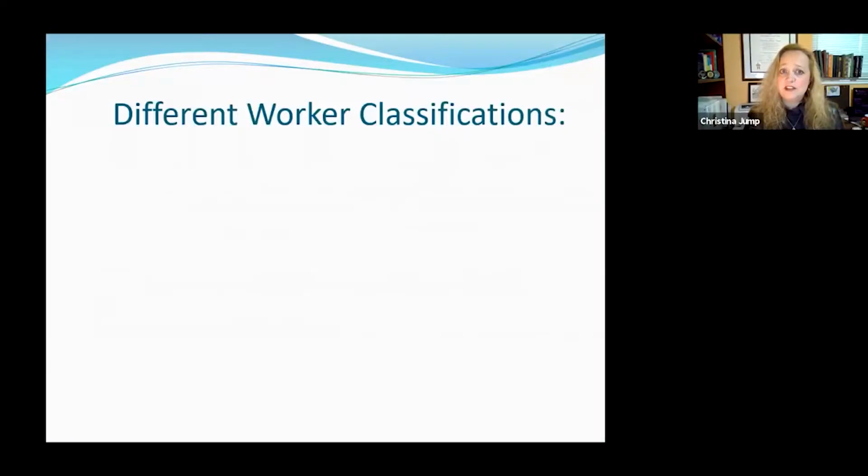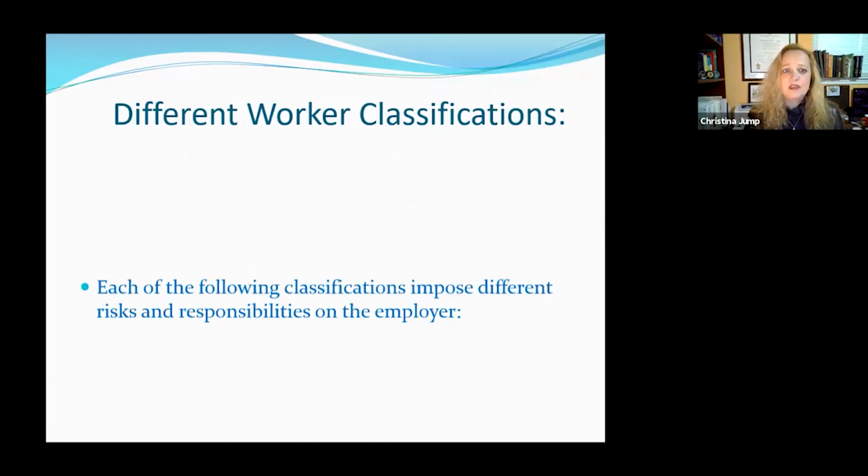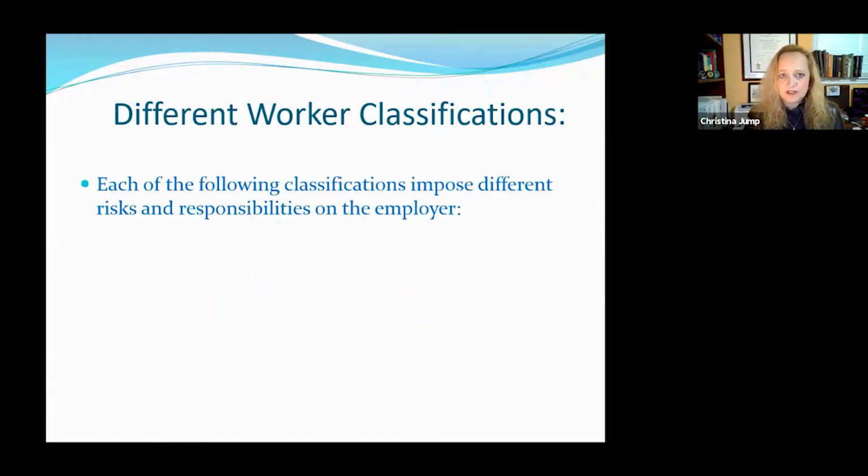This arises in the context of employment if a worker is injured on the job and the employer, the company or entity, can be held liable for the actions of the workers. Now, there are some things that come into play here that we'll talk about, like workers' comp, but we're going to go through how this is affected, whether the individual who is doing the work is an employee versus an independent contractor versus a volunteer. So let's look at the different worker classifications. These impose different risks and responsibilities on you as the employer.